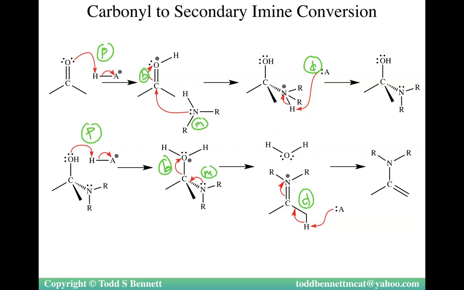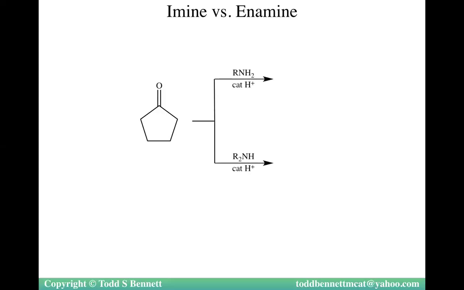So this one is called an enamine. So, imines versus enamines. If you have a primary amine, then you're going to end up with an imine compound because you have two H's to lose, H2 and an O.